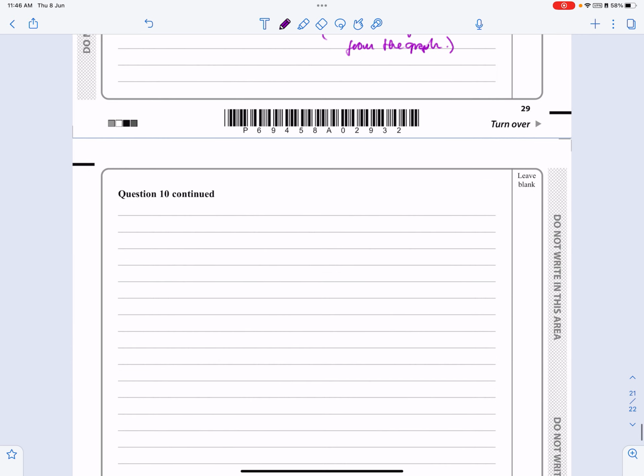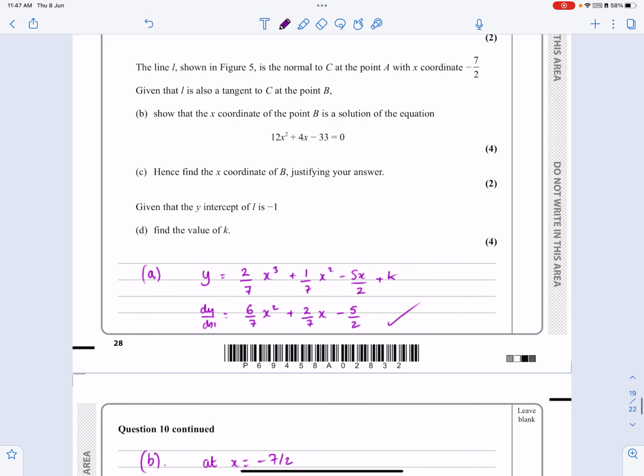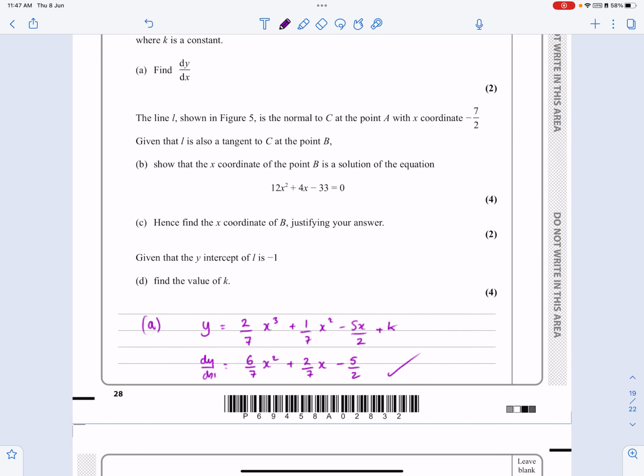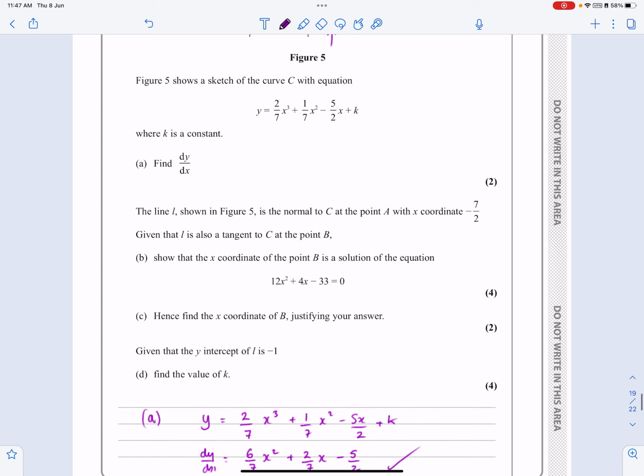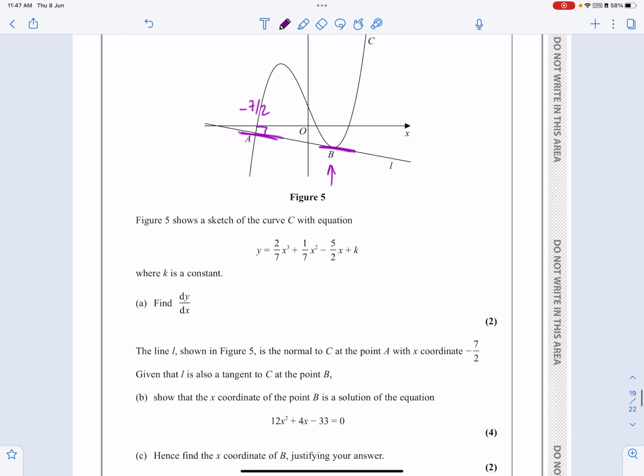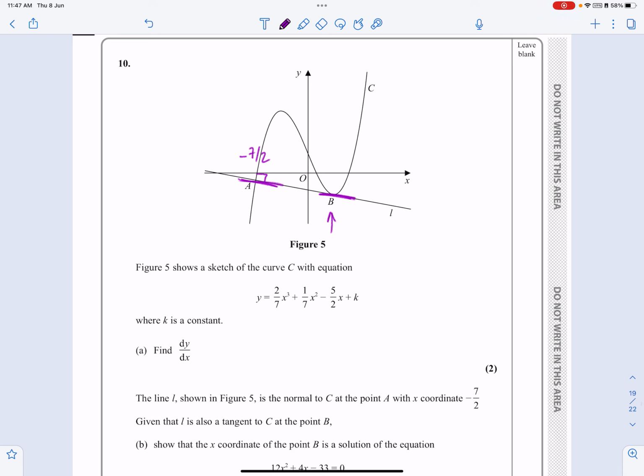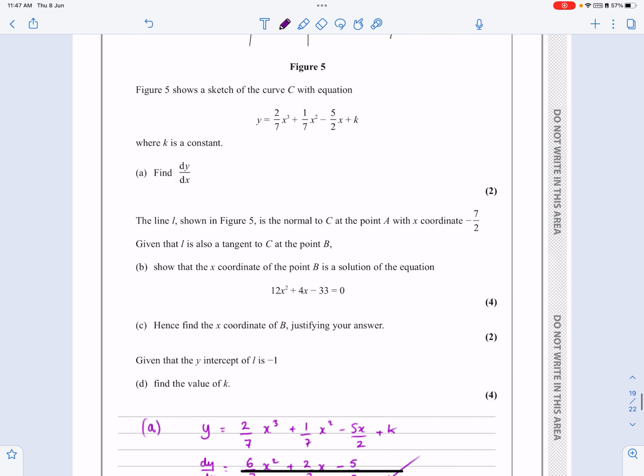And then part D. Let's go back and have a look at part D. What does part D say? So part D says, given that the y-intercept of L is minus 1, okay, yeah, so I'll just get rid of some of the other bits and pieces off of this graph now, because we don't need them. The y-intercept is going to be minus 1, so that value there is going to be minus 1. Can you find the value of k?